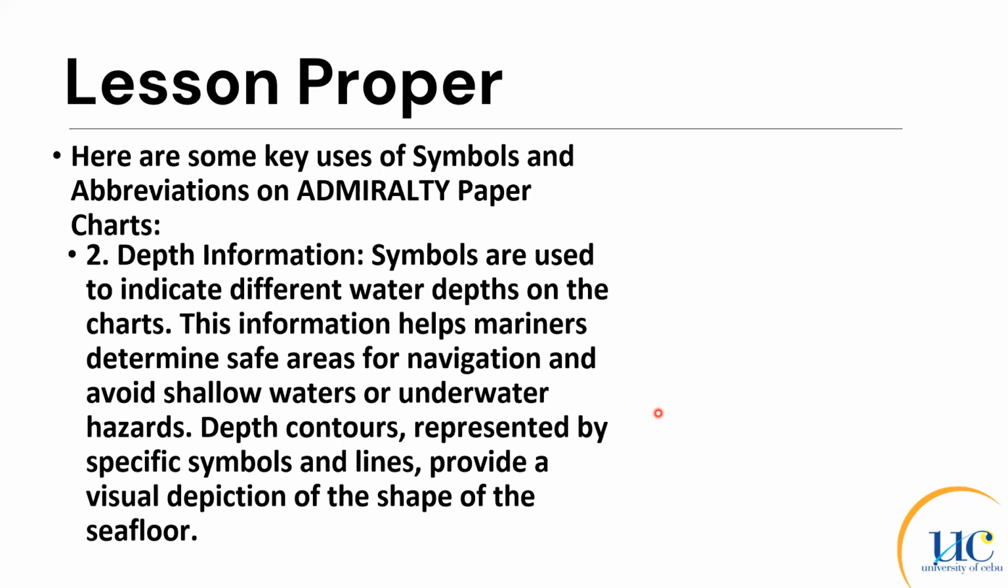So, next, depth information. Symbols are used to indicate different water depths on the chart. This information helps mariners to determine safe areas for navigation and avoid shallow waters or underwater hazards. Depth contours, represented by specific symbols and lines, provide a visual depiction of the shape of the seafloor. No? So, depth information, why is it important?